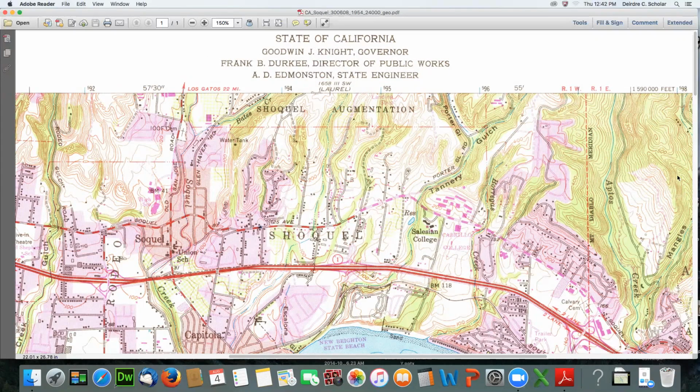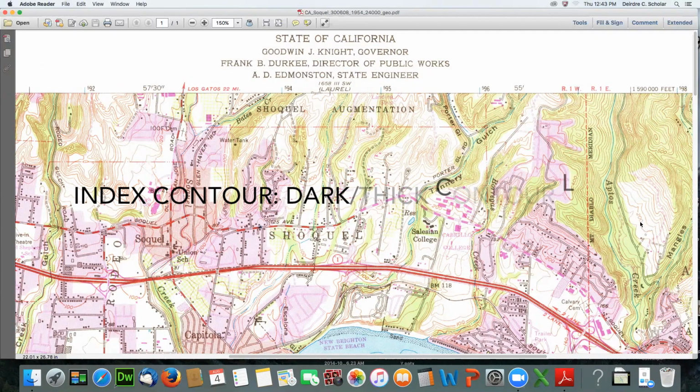Now notice, we have talked about this already, that some of the contour lines are a little bit darker than the other contour lines. So right here, when we look at this 200, that is what we call an index contour. So it kind of stands out a little bit more than the normal contour lines.